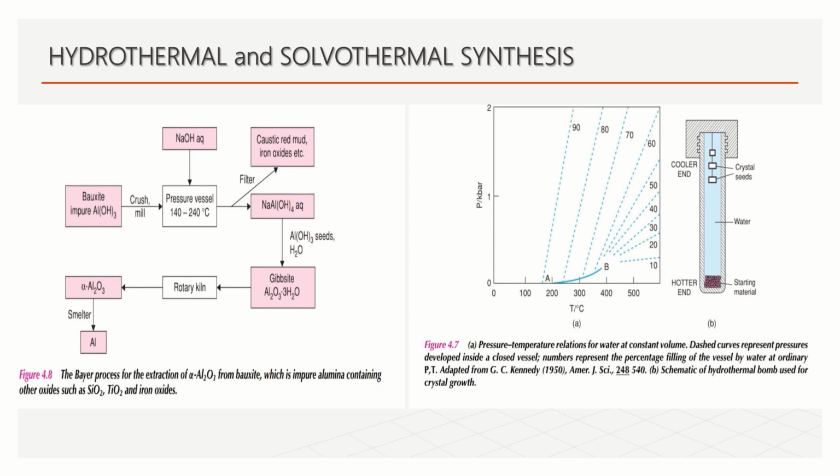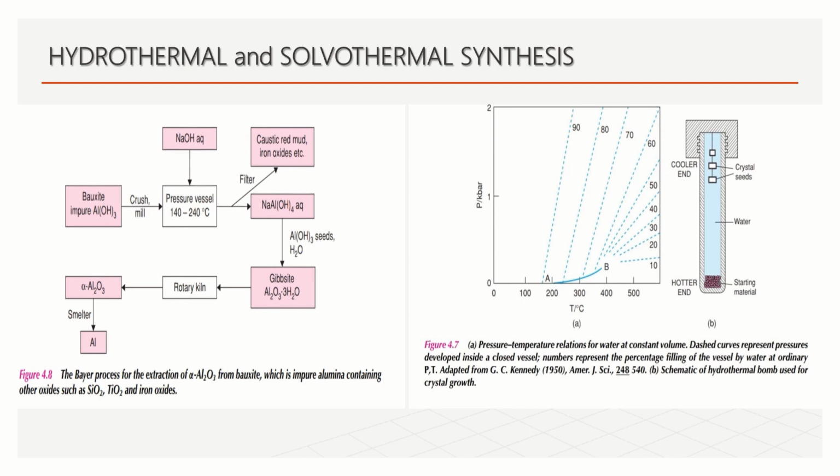The curve AB shows the saturated steam line, and below the line is steam, and above the line is liquid water. Beyond 374 degrees Celsius, point B, water becomes supercritical. That is, there is no difference between the liquid and gas existence state of water.